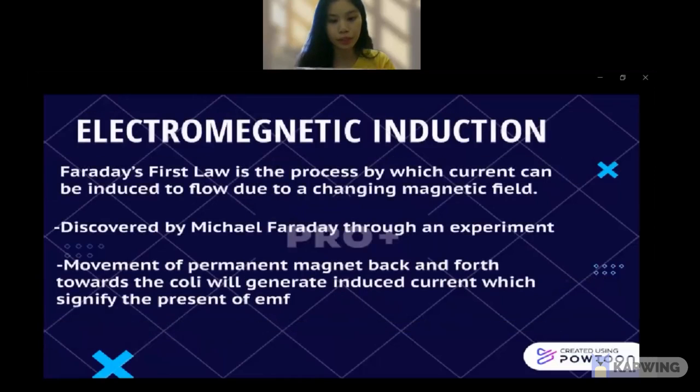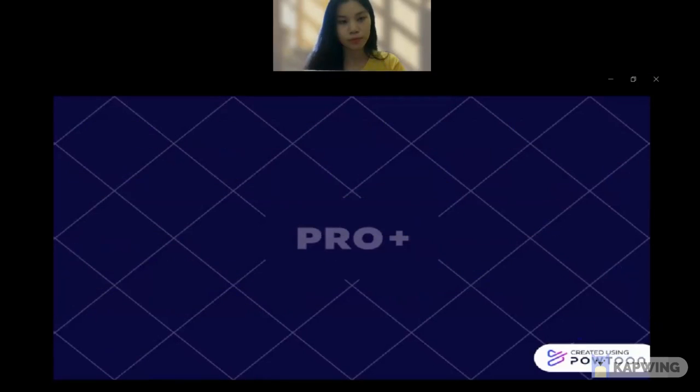Next is electromagnetic induction, known as Faraday's first law. It is the process by which current can be induced to flow due to a changing magnetic field, and it was first discovered by Michael Faraday through an experiment. From the experiment, we propose that moving a permanent magnet back and forth towards the coil will generate induced current, which signifies the presence of EMF.